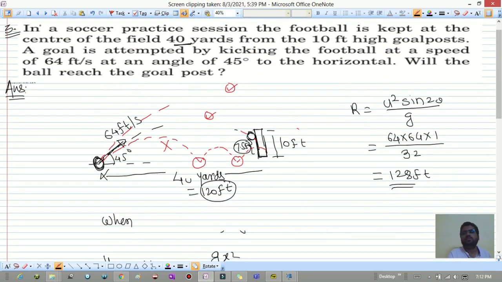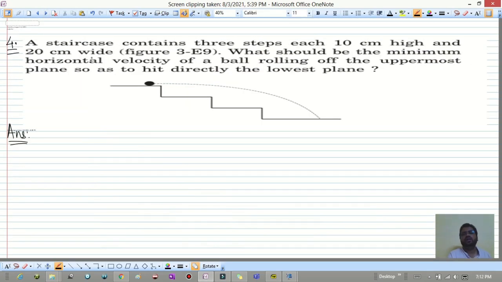Now the next problem we have, that is the fourth one. A staircase contains 3 steps, each 10 centimeter high. So this is 10 centimeter given, this is again 10 centimeter given, this is again 10 centimeter given, and 20 centimeter wide. So 20 centimeter wide given. What should be the minimum horizontal velocity of a ball rolling off the uppermost plane so as to hit directly the lower plane?